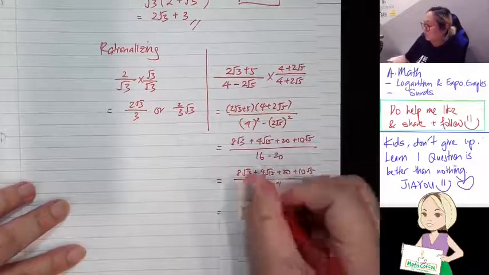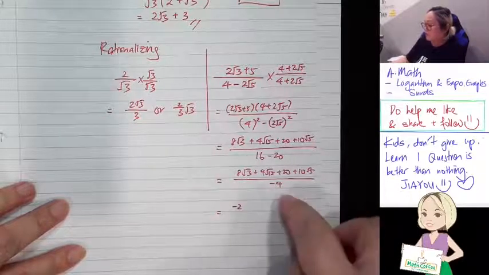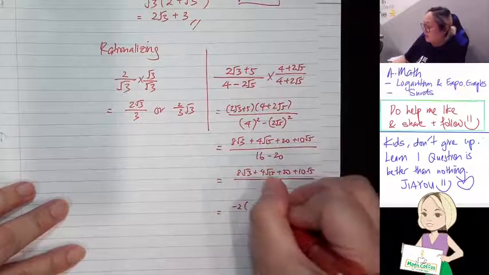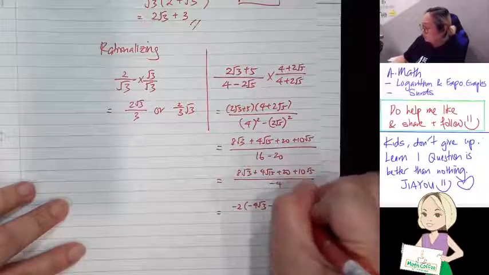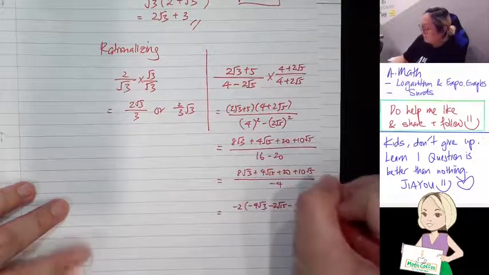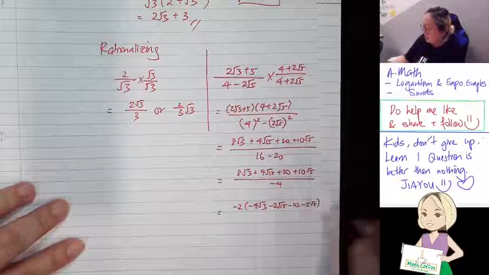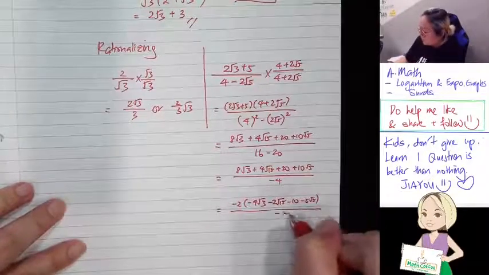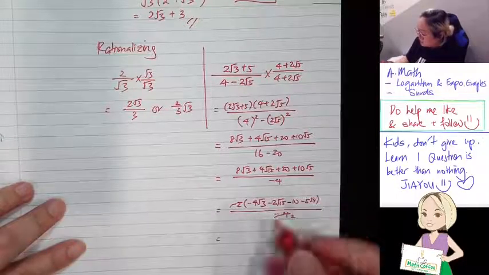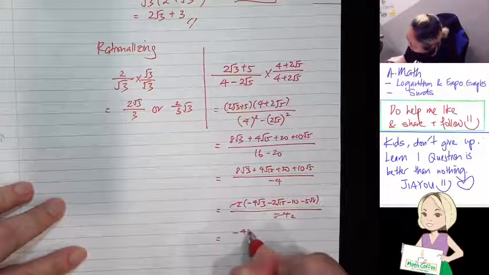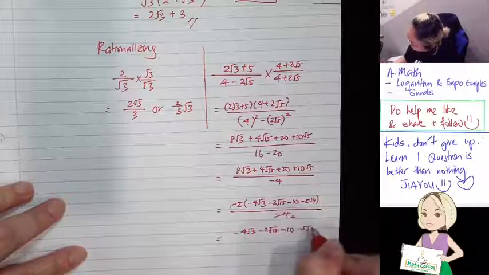So if I'm going to take out negative 2, because I want to cancel with the below, I will have minus 4 square root 3 minus 2 square root 15 minus 10 and minus 5 square root 5 over negative 4. Cancel, and then I get 2. So in the end, I will get minus 4 square root 3 minus 2 square root 15 minus 10 minus 5 square root 5 over 2.